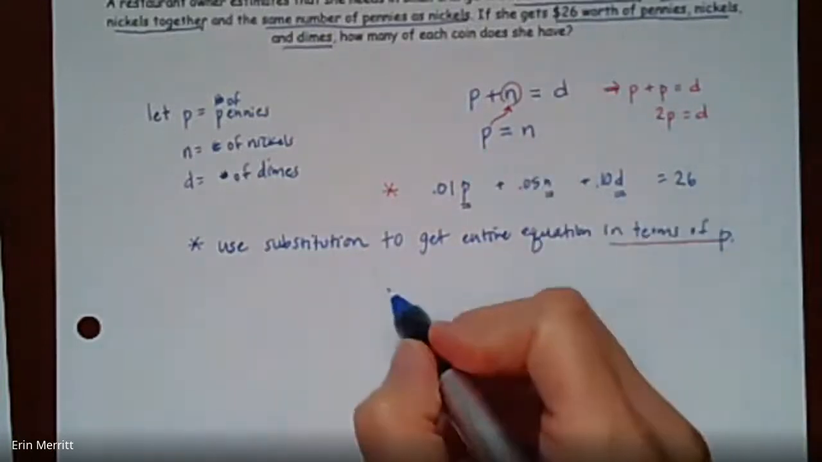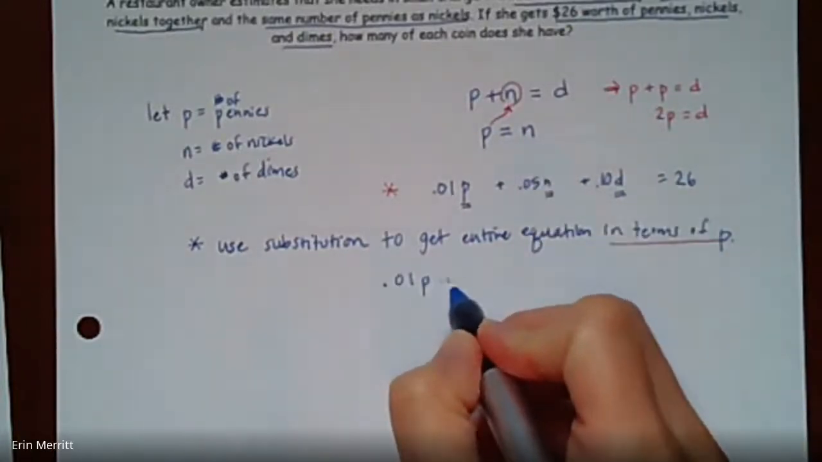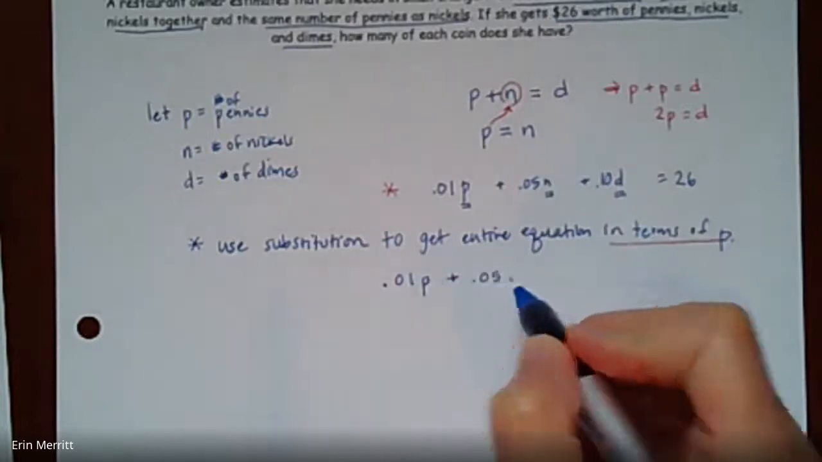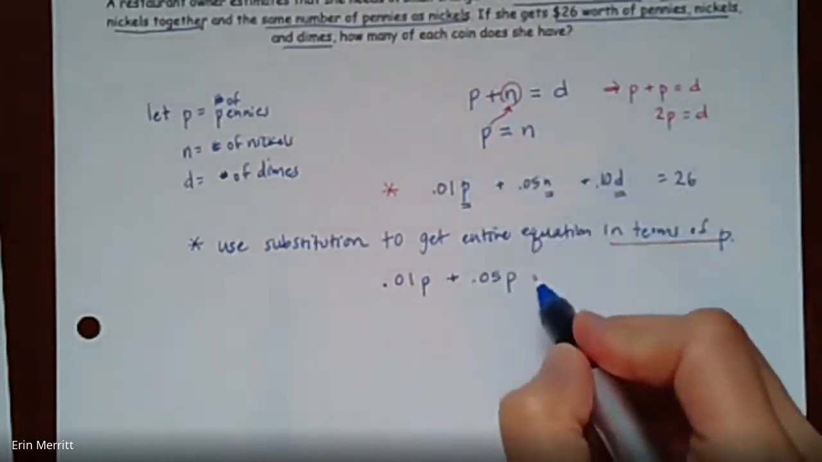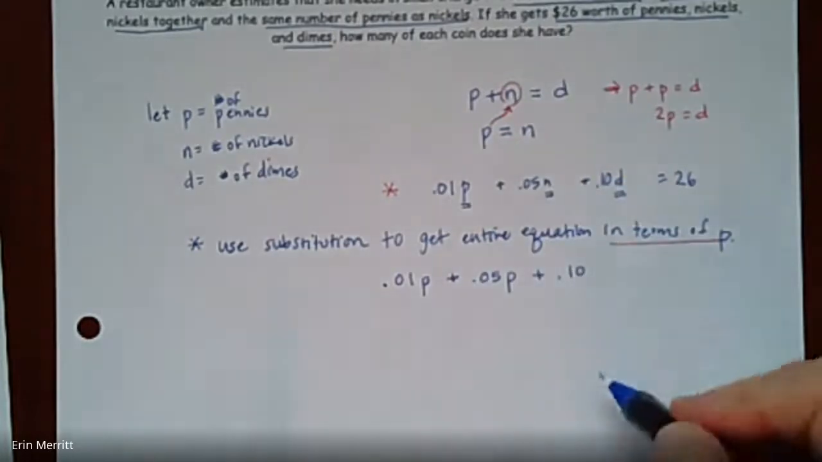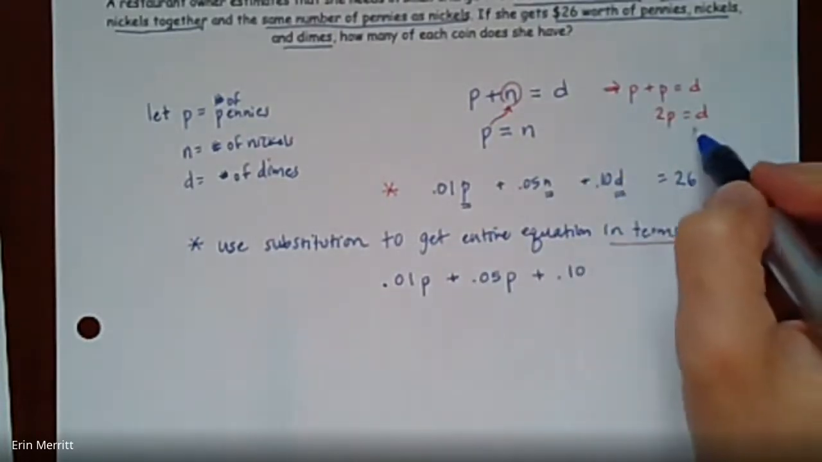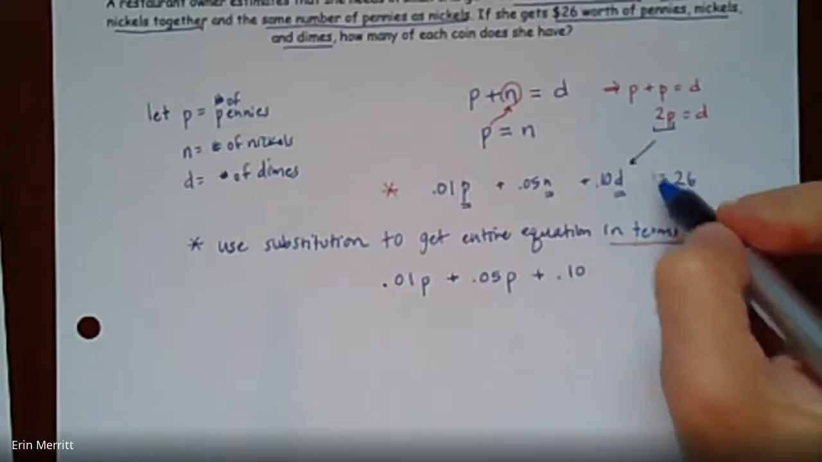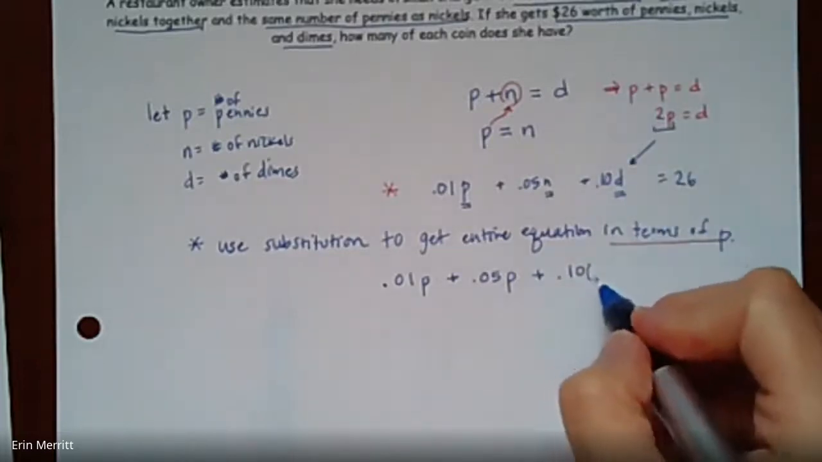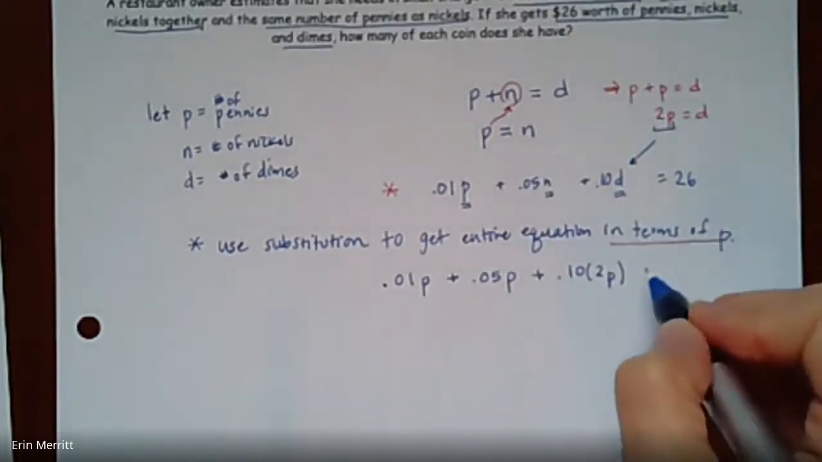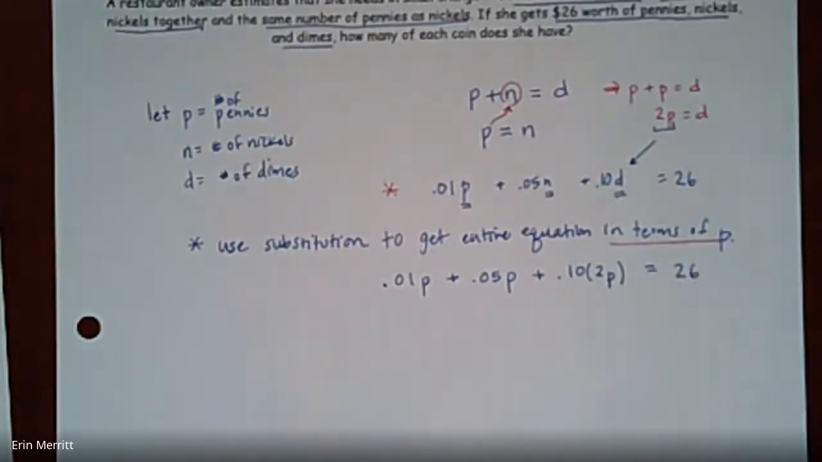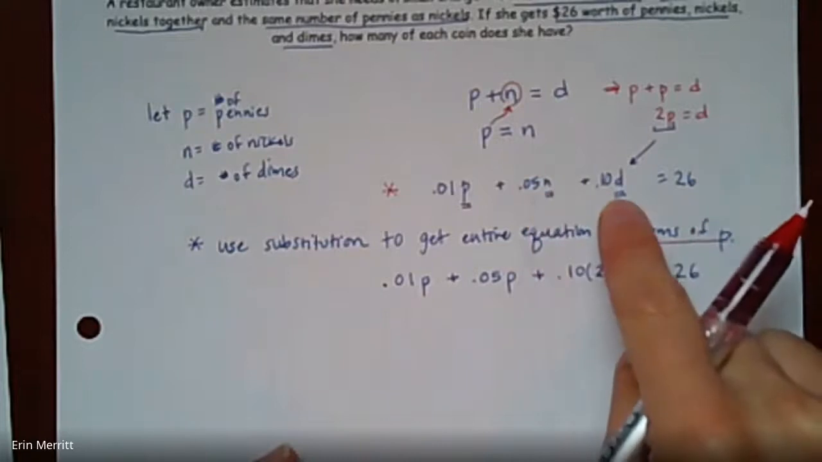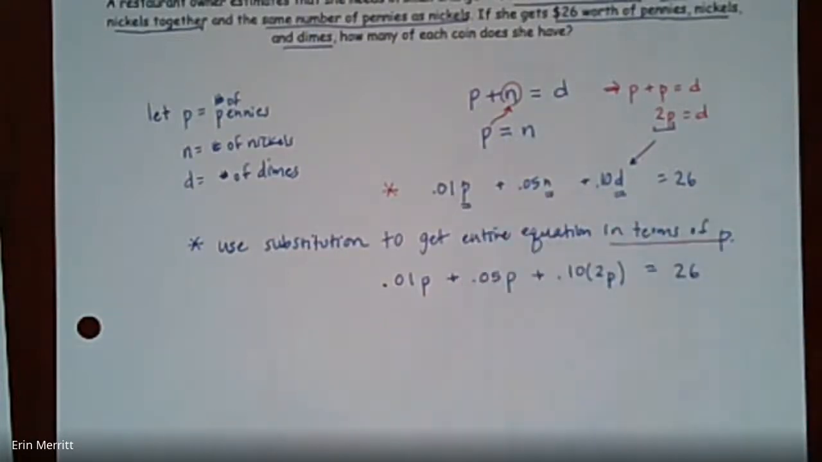So this is going to be 0.01 P, 0.05 in place of N. Since N is the same as P, I'm going to put that here. And then plus 0.10 in place of D. Ooh, here we go. I'm going to put that in. So I'm going to have times 2P like that, and then equals 26. So we used substitution. We substituted in here, we kept that guy. All right.